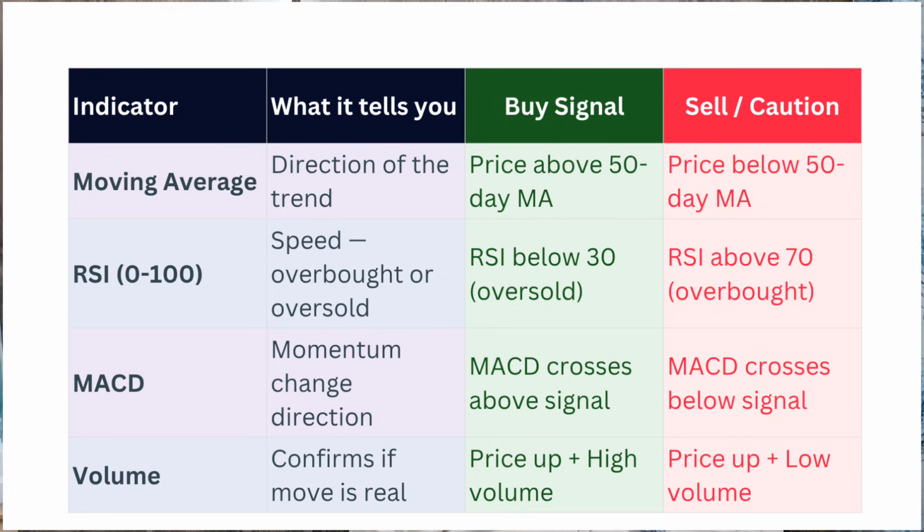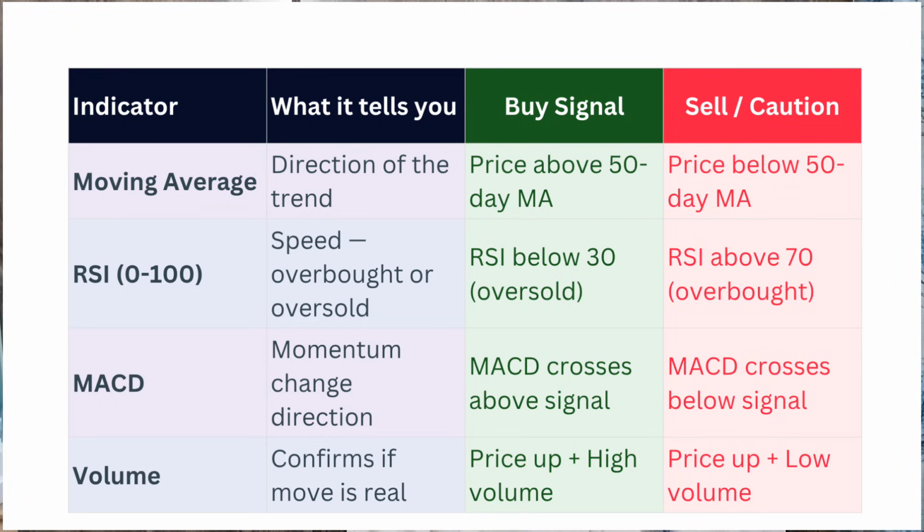Please go through this. The moving average indicator tells you direction and the trend. Buy signal: price above the 50-day moving average. Then sell if the price is below the 50-day moving average.